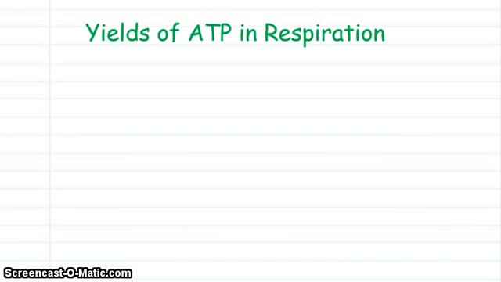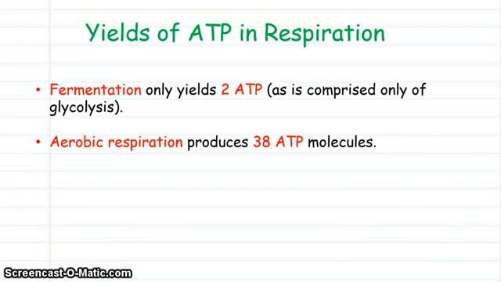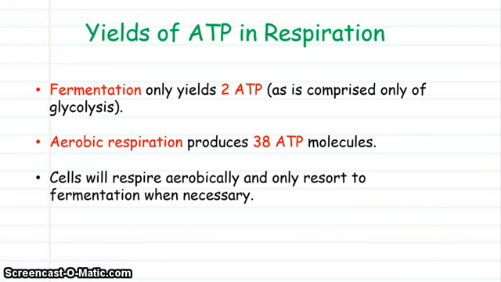If we just look at the total yields of ATP for both types of respiration and fermentation, like I said before, fermentation is essentially glycolysis. Pyruvate is the end of that pathway, which forms alcohol and carbon dioxide in plant cells, or yeast cells even, but the pyruvate can be converted to lactic acid or lactate in animal cells or bacterial cells. It only produces 2 ATP. Aerobic respiration, the full aerobic respiration pathway, can produce 38 ATP molecules, however. But cells will respire aerobically, only resorting to fermentation when it's absolutely necessary. Okay, thank you very much.